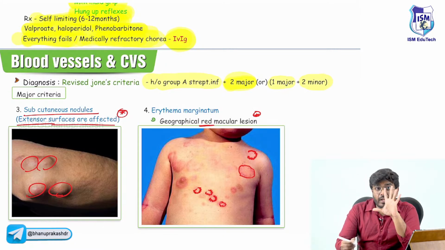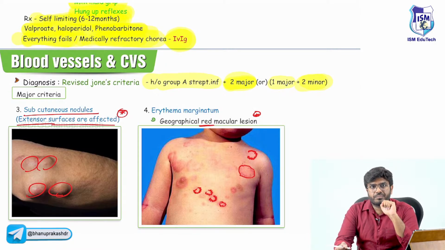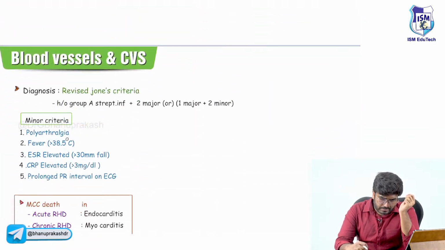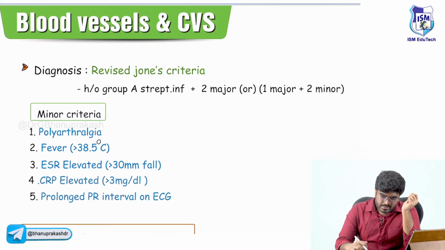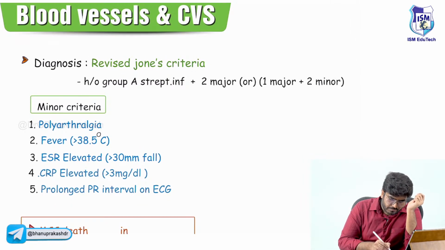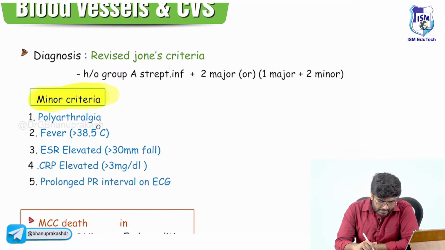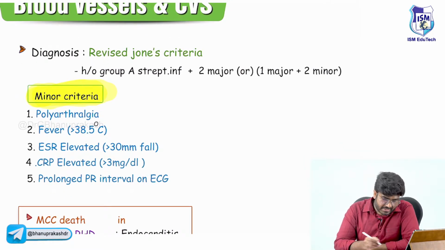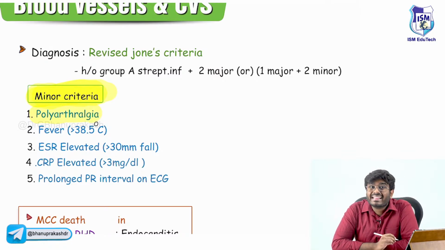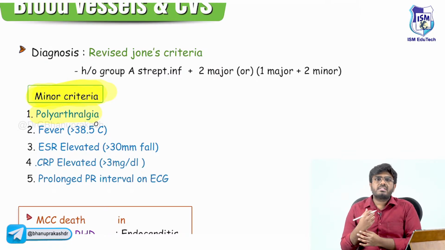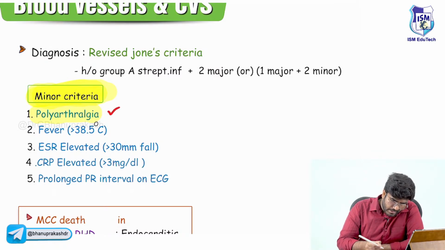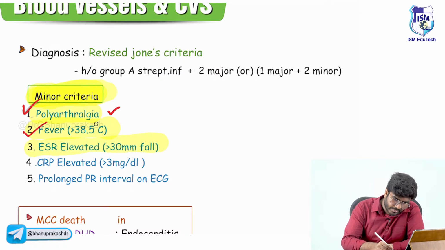Sir, we know the 5 major criteria. Then what are the minor criteria, sir? There are 5 minor criteria. Simple. Look here, we are discussing the minor criteria now. What are the 5 minor criteria? If this baby is having polyarthralgia, not arthritis, just not inflammation, just pain in the joints. And fever. If the boy is having polyarthralgia, or fever, or elevated erythrocyte sedimentation rate.